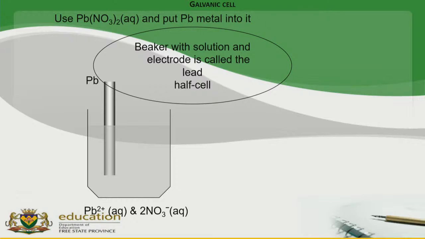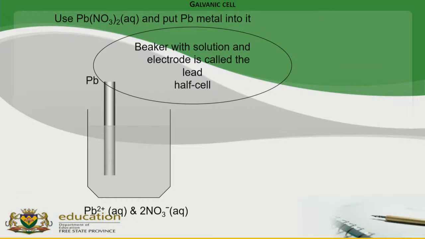And as this was lead nitrate, the number of positive ions equals exactly the number of negative ions in the beaker, because lead nitrate is soluble in water.